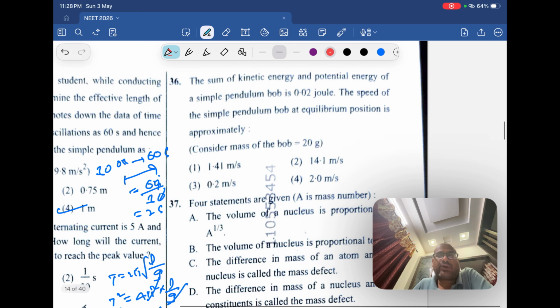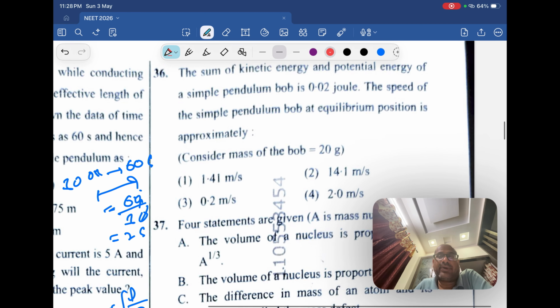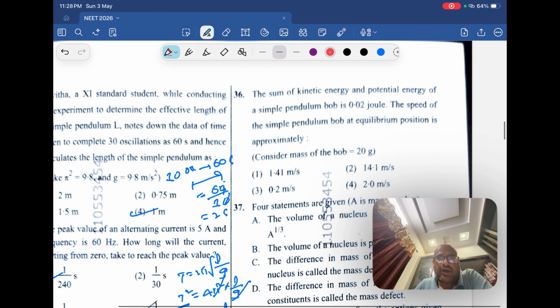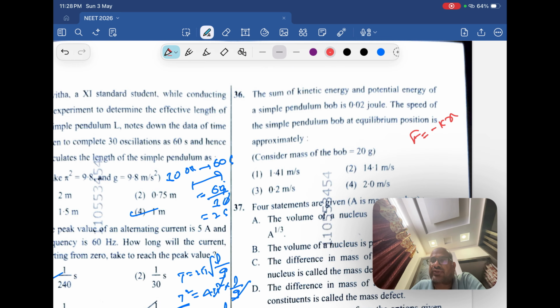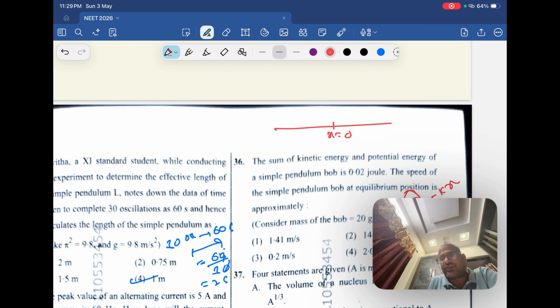The sum of kinetic energy and potential energy of a simple pendulum bob is 0.02 joules. The speed of the simple pendulum bob at the equilibrium position is? Whenever a force equation is given, put F equal to 0. For the restoring force, when you put F equal to 0 you will get the mean position. If not given, you can take the general position as the mean position, x equal to 0. When a simple pendulum or any particle performs SHM, x is equal to 0, plus a, minus a. Here it has maximum velocity; at the extreme positions the velocity is 0.